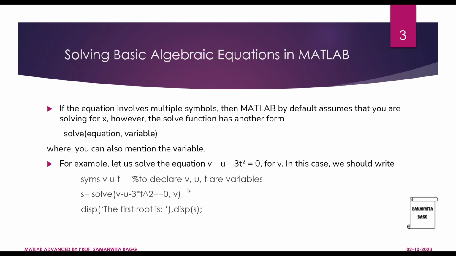In this case, we should write syms. This is the symbolic form for writing the variable. So there are three variables in this equation, v, u and t. Just add a space in between, no commas to be added. So here you are declaring u, v and t are the variables. S is equal to solve v minus u minus 3t square is equal to 0, and v is the one that we want to find. Display the first root is, display S. So this is how you are going to write.